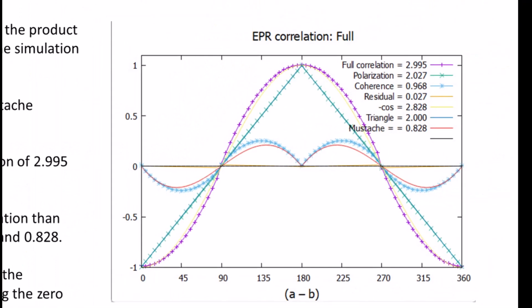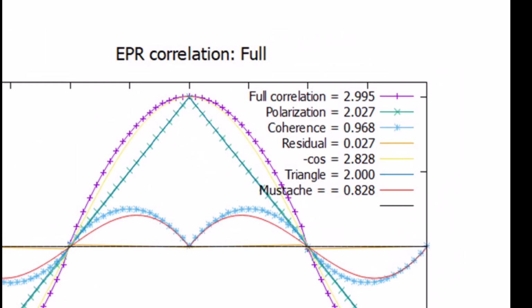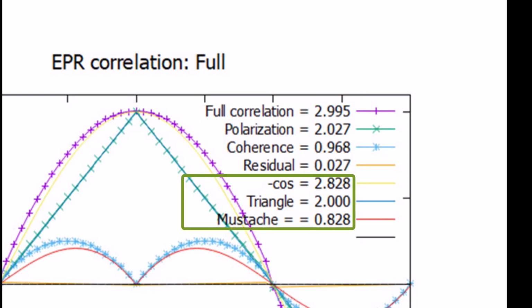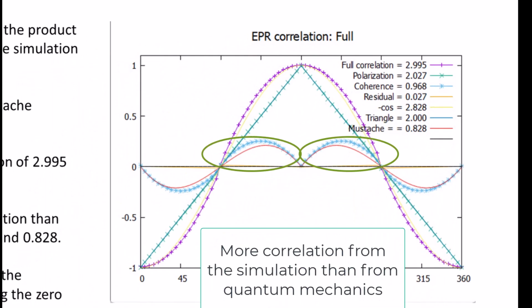The single-coupled axis for the coherent state gives the mustache function with a CHSH value of 0.968, or almost 1. The sum of the two gives the full correlation of 2.995, and that is almost 3. There is more correlation in the simulation than from quantum mechanics, which gives 2.828, 2, and 0.828.